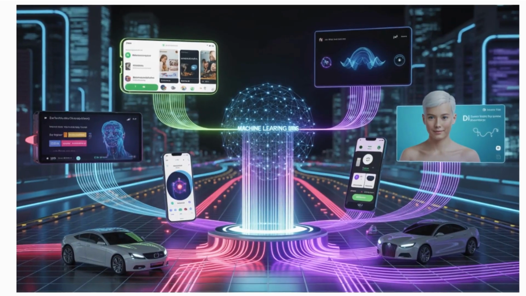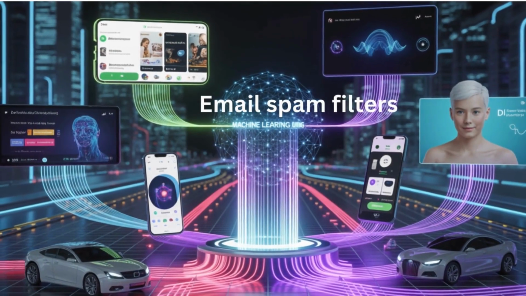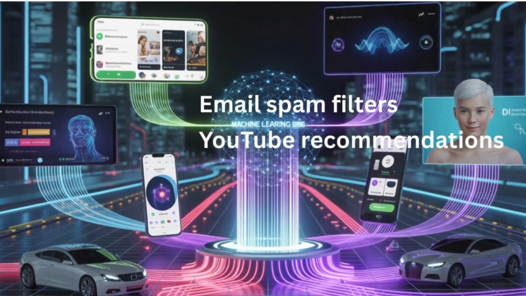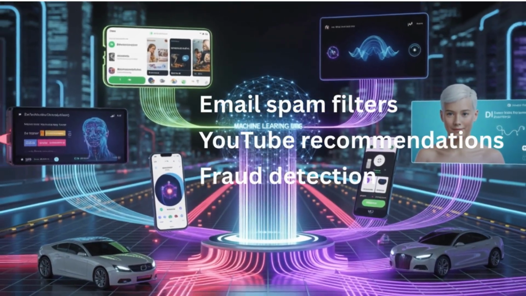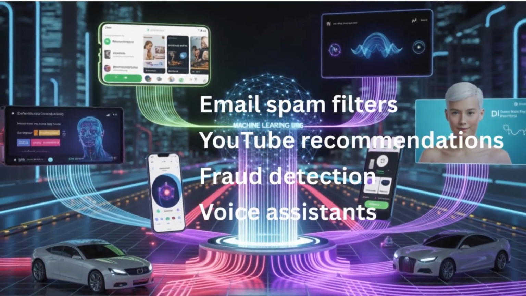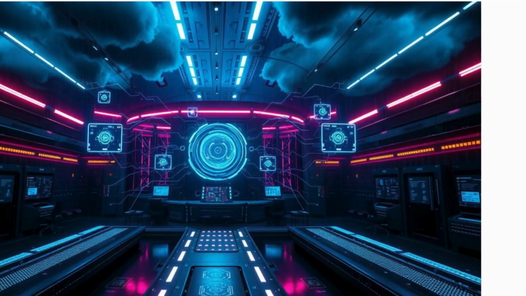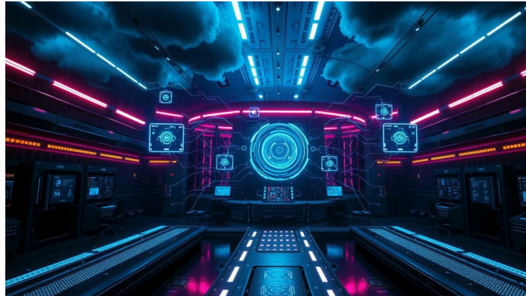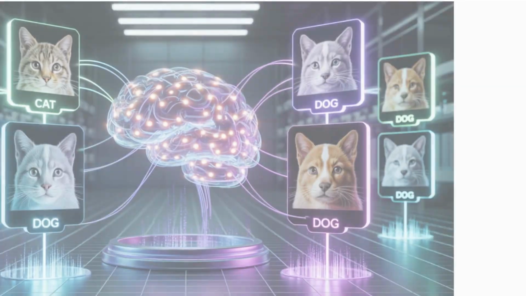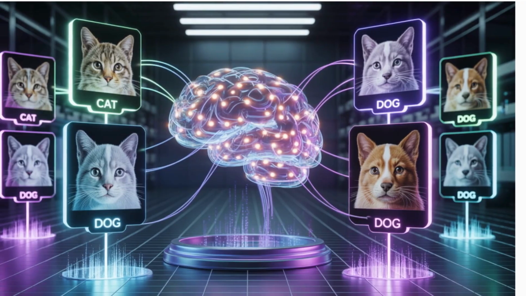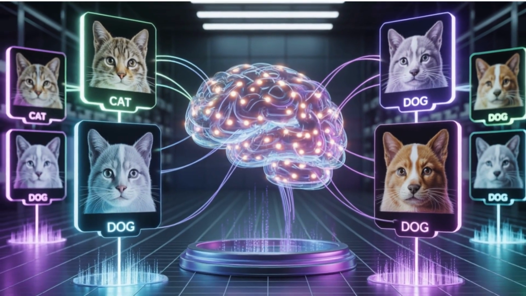Machine learning powers many tools you use every day. Email spam filters, YouTube recommendations, fraud detection, voice assistants, product recommendations. But machine learning itself has different types. The three most common types are supervised learning. This uses labeled data. For example, images labeled cat or dog. The model learns from these examples.